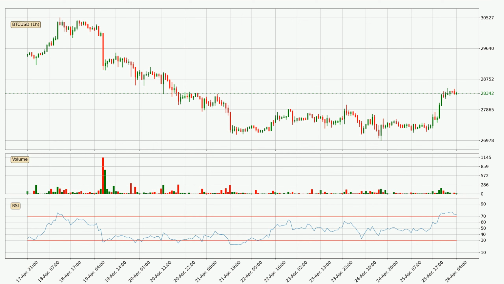If we now look at the current hourly Relative Strength Index, the current hourly RSI of 73 is in the upper region, which means that the price is being overbought and a rebound or a consolidation is possible.